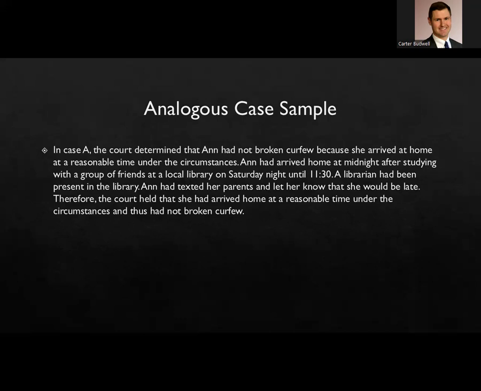Therefore, the court held that because she had arrived home at a reasonable time under the circumstances, she had not broken curfew. So again, you can see that I brought us back to that. It's what's called our phrase that pays: the reasonable time under the circumstances. And then I get us also back to the original thing that we're considering, whether or not curfew had been violated.